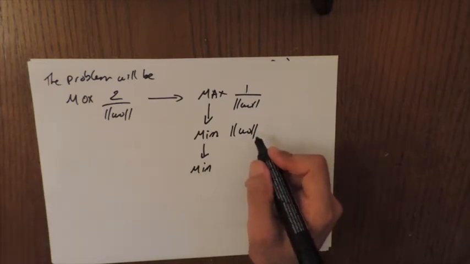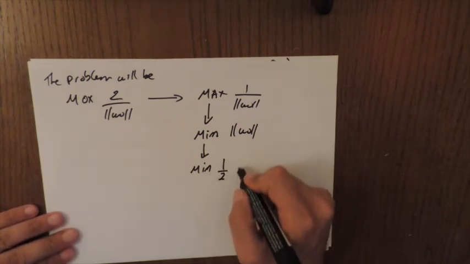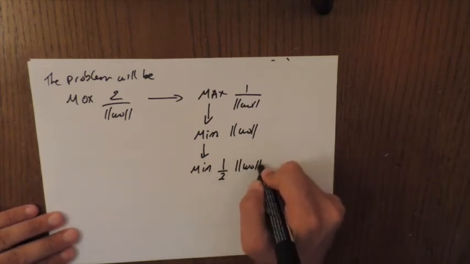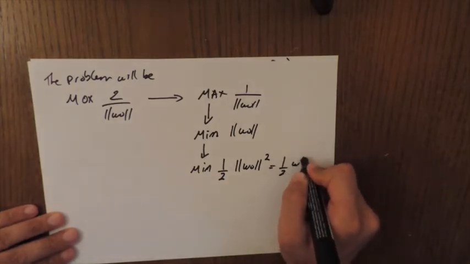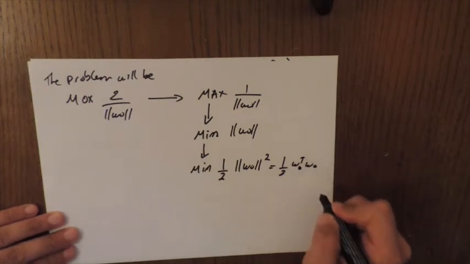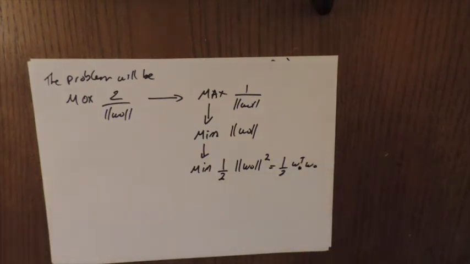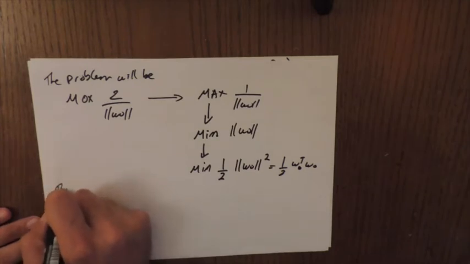Instead of minimizing w0, it's equivalent to saying I want to minimize half w0 squared, which is equal to half w0 transpose w0. This way I can get rid of the square root later on, and the half is just for convenience. So what's my problem now? The problem is formulated in a different way.